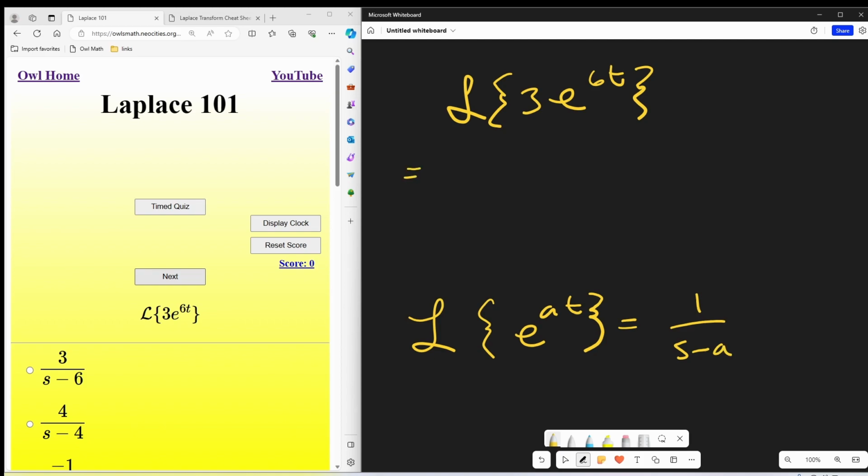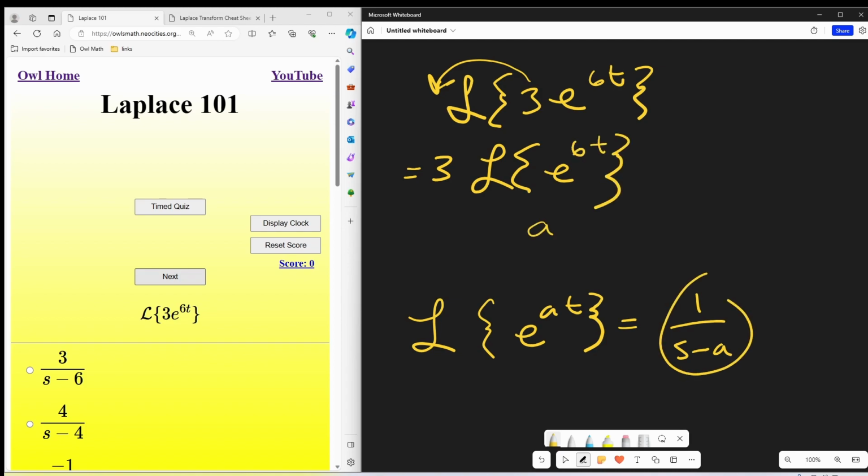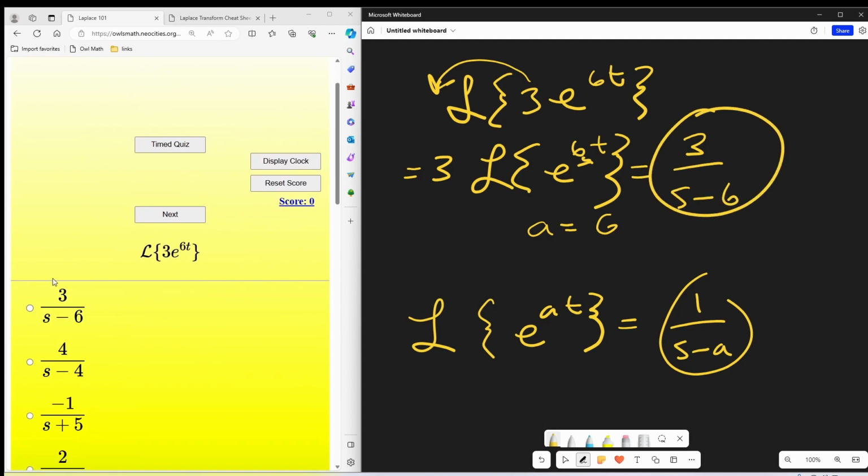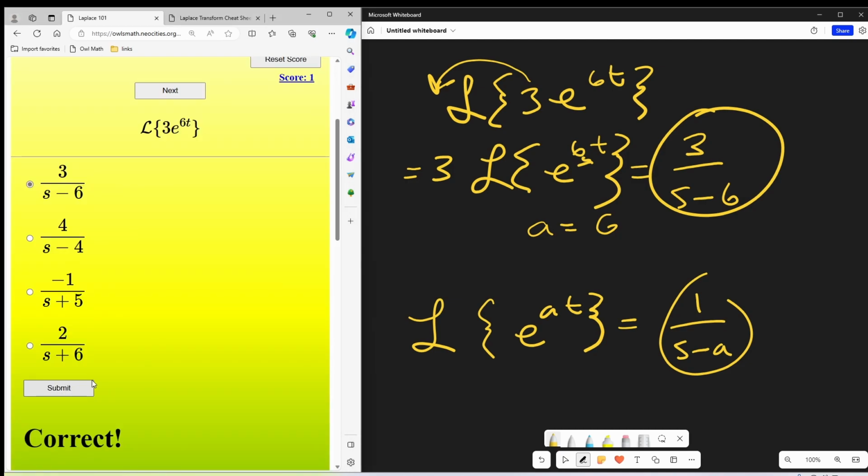So for this, I can actually factor the 3 out, because we've gone over that Laplace transform is a linear operator, so we can factor out a constant. So I can write this as 3 times the Laplace transform of e to the 6t. And then we can use our formula down here. Now our a value in this case is just 6. So for this one, we're just going to end up with 3 over s minus 6. We come over here and check it, and that's correct.